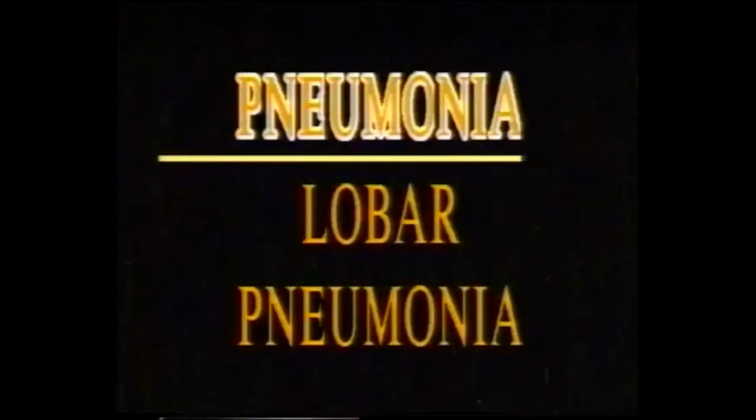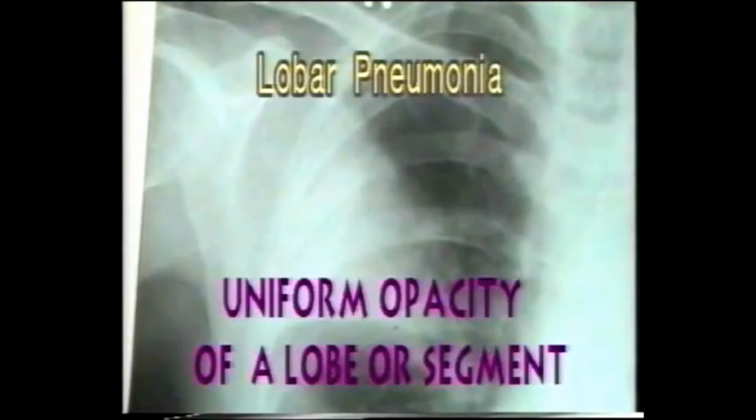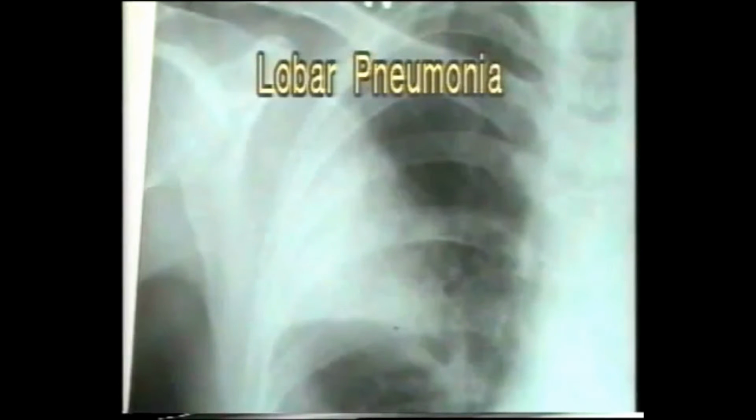Pneumonia. The radiological feature of infective pneumonia is consolidation. In lobar pneumonia, there is a uniform opacity of a lobe or segment without any displacement of the neighboring structures like fissures, diaphragm or trachea. Note the uniform opacity restricted to a single segment.